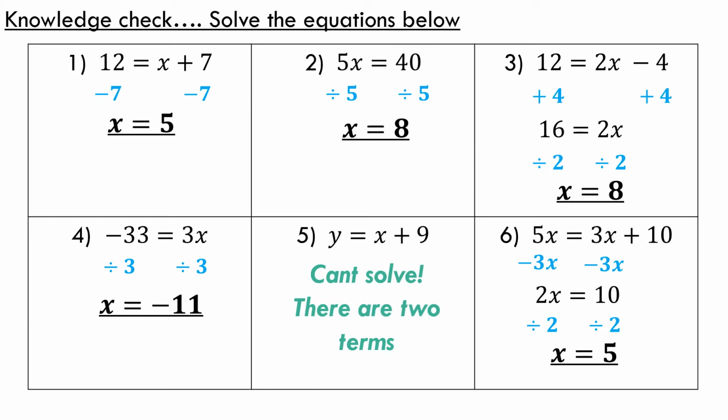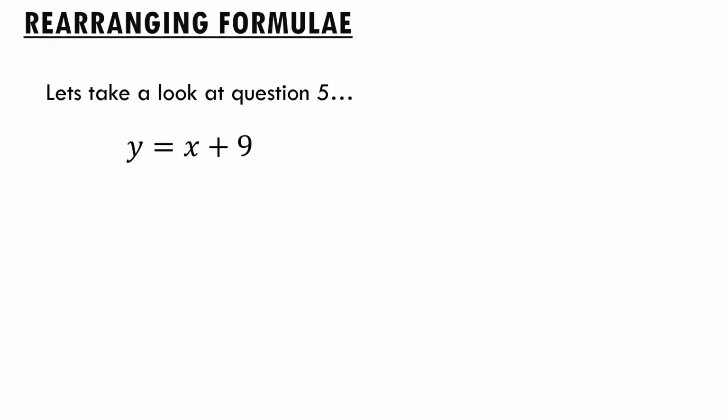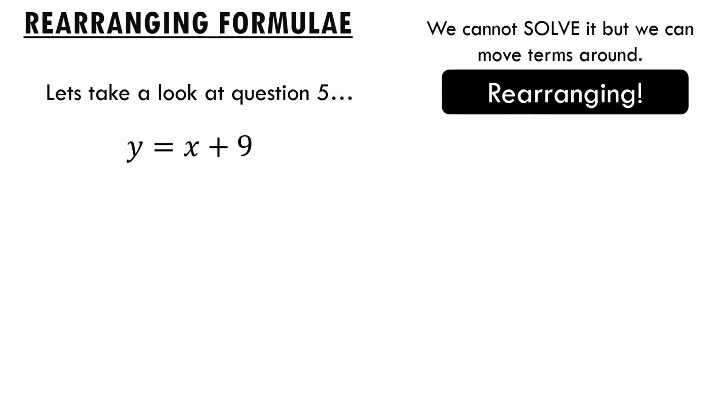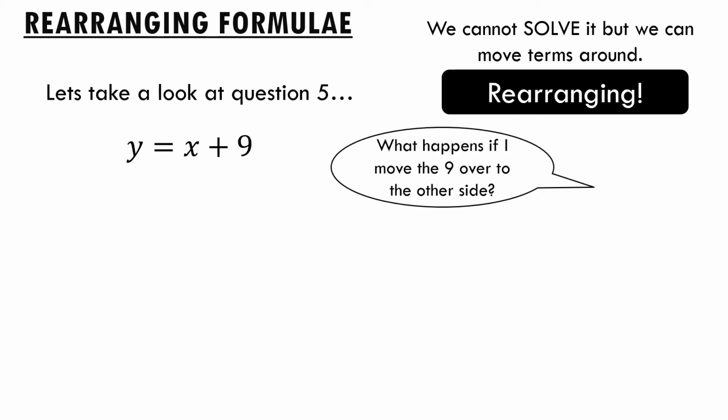So we're going to have a look at question 5 now, okay? This is an example of a rearranging formulae question because you can't actually solve it, because we've got 2 variables, not just one, like all of the other questions. So we're going to rearrange, and put the 9 on the other side. So all I'm going to do is just subtract 9 from both sides.